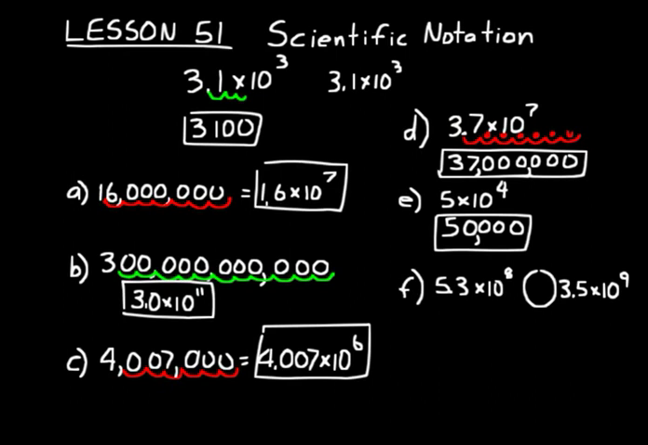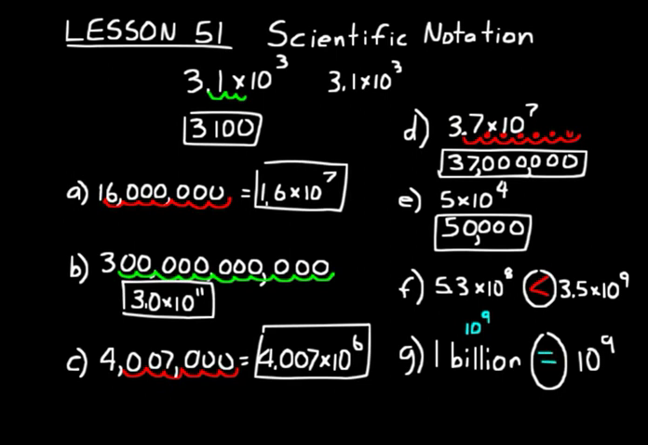So basically you're saying 3.5 times a billion, or 5.3 times 100 million. 3.5 times a billion has to be greater. So 5.3 times 10 to the 8th is less than 3.5 times 10 to the 9th. And then one more. Compare 1 billion and 10 to the 9th. Well, hopefully you already know that 1 billion is 10 to the 9th. So those things are representing equal quantities. 1 billion equals 10 to the 9th.